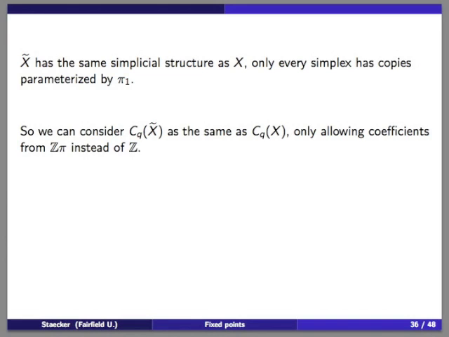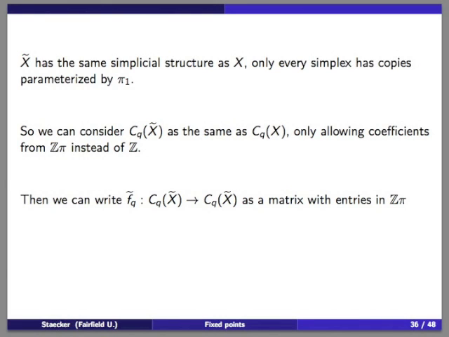So you can consider the universal cover as basically the same as the base space, but instead of integer coefficients, you allow integers with covering transformations as coefficients. So Z pi coefficients. That's the group ring instead of Z. And then you can write your lifting map as a matrix. Downstairs, you write the map as a matrix with integer entries. Upstairs, because the simplices have these Z pi coefficients, you can write the map as a matrix with Z pi entries. And then you can do the trace as usual, and you will get a Z pi element.